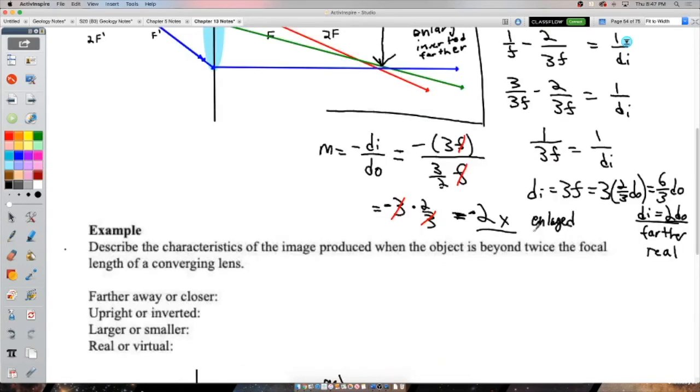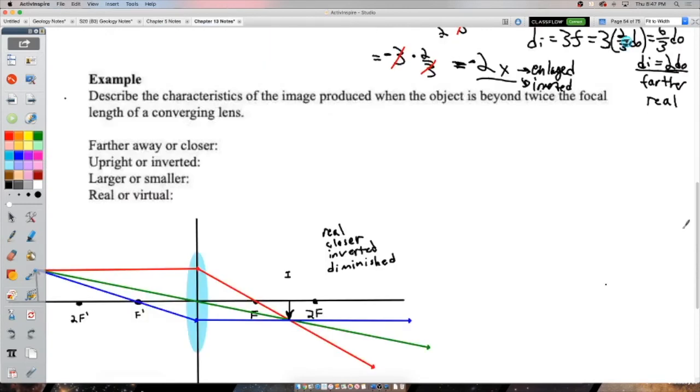So enlarged, inverted. Okay, now I'm going to do this one with the math first and then check it with the ray diagram just to mix things up. I know the ray diagram's already there.